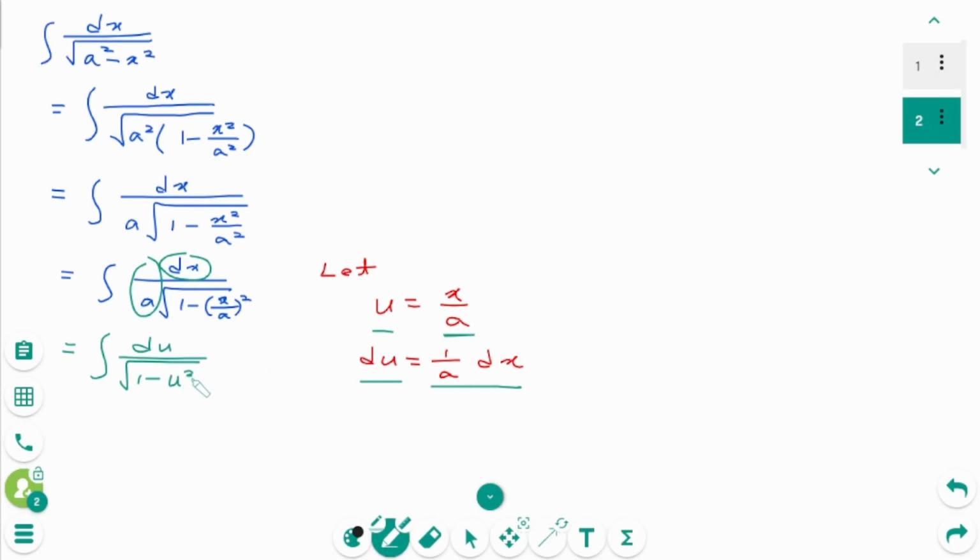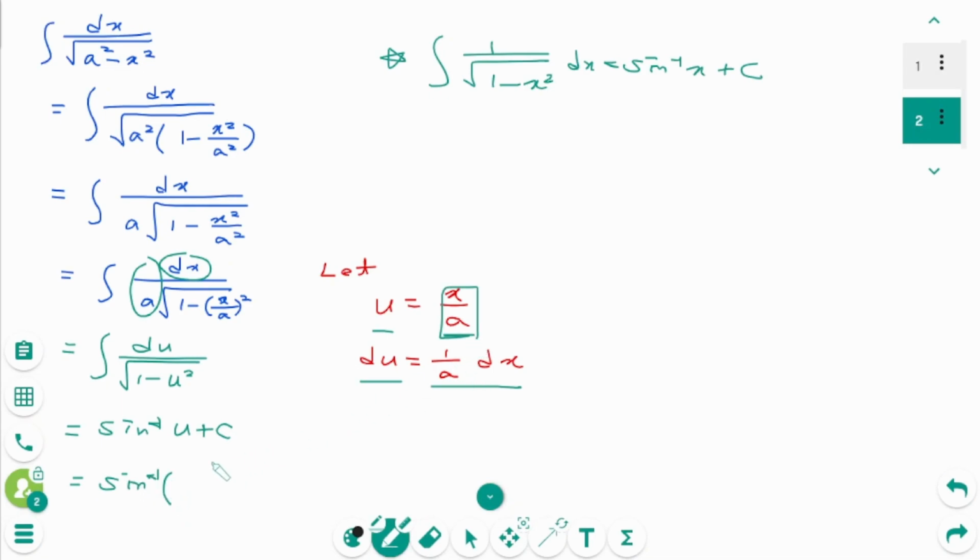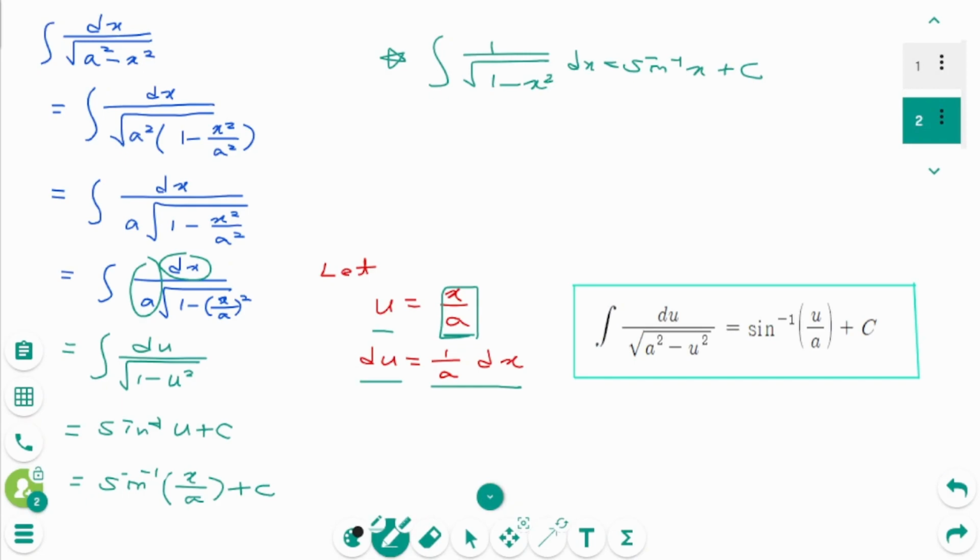Equals, we already know the integral of 1 over square root of 1 minus x squared dx equals arcsine of x plus c. So this one is arcsine of u plus c, equals arcsine of u was x over a, plus c. So we get the formula. When proving, the variable is written as x, and when writing the formula, the variable is written as u. The reason is that we will use u substitution for the part written as u.